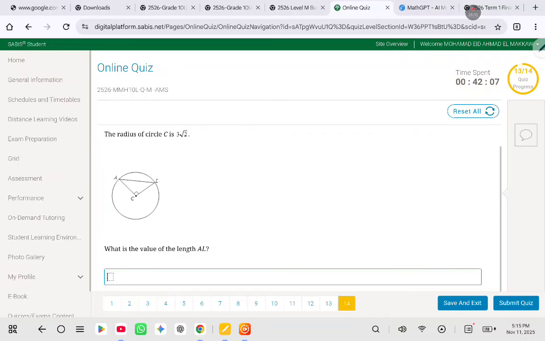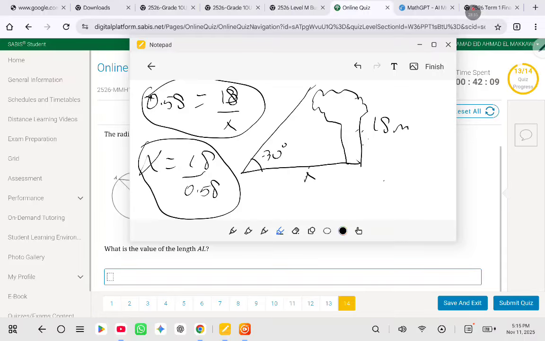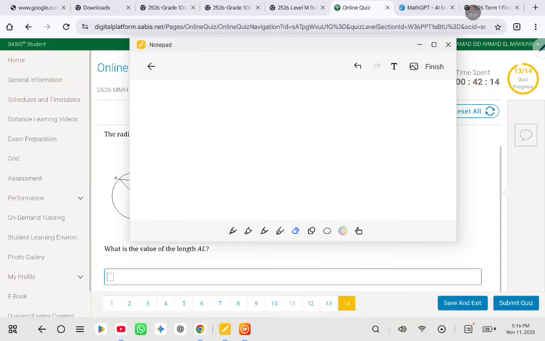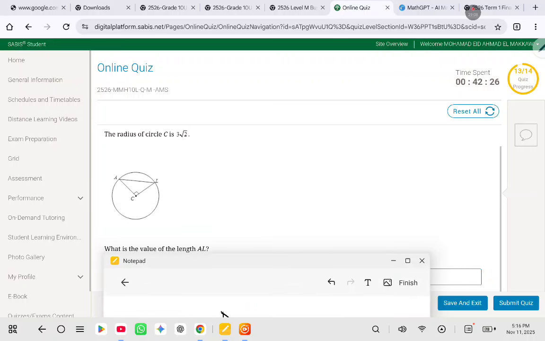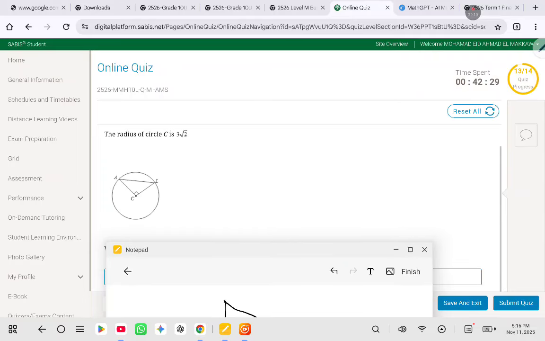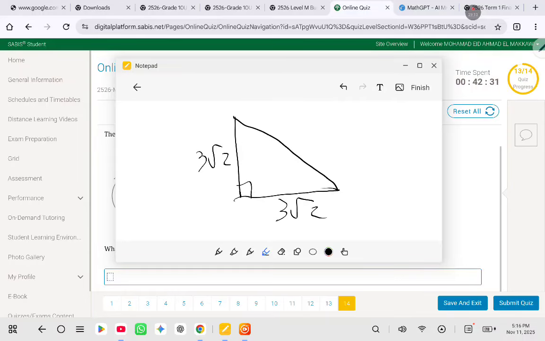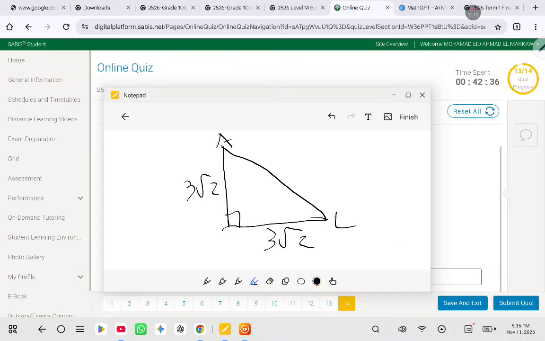And this question is easy, guys. We have two radiuses. We just do Pythagoras theorem. I'm still gonna do it either way, guys. Okay, it's right here. This is radius, and this is also a radius, right? Yeah. Okay, AL is the hypotenuse, and AL is x.